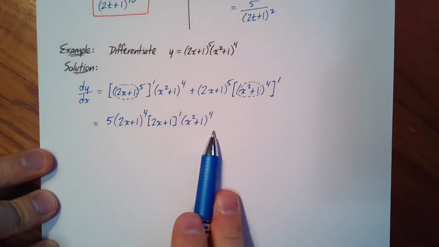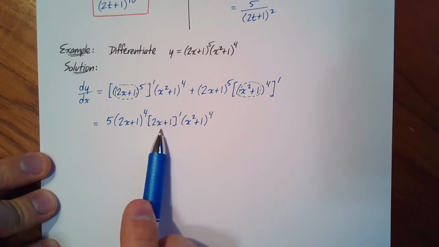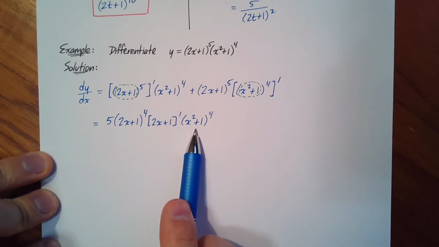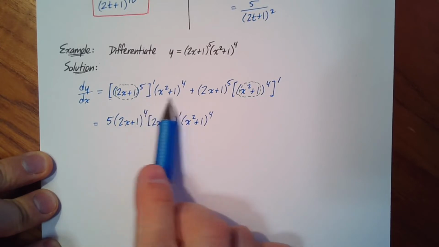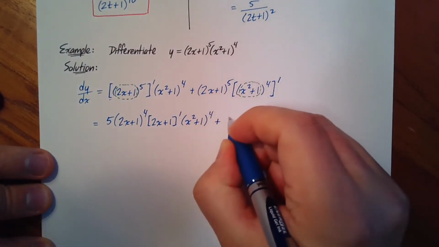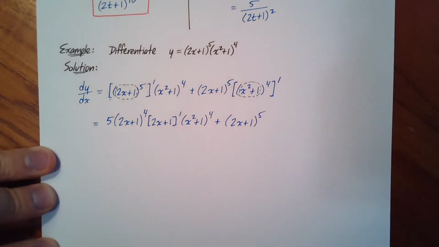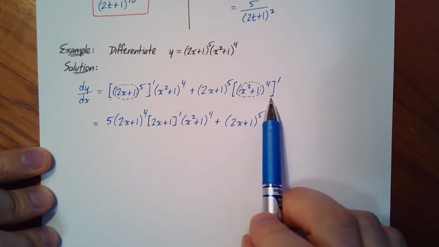So that is now the first term, right? There's still a little bit of differentiation left to do, but this is what the first term is going to be. In other words, that's what this first term turns into. So now we have this other term. So we're still going to have plus (2x + 1) raised to the power of 5, and then now we're going to use the chain rule to take this derivative.